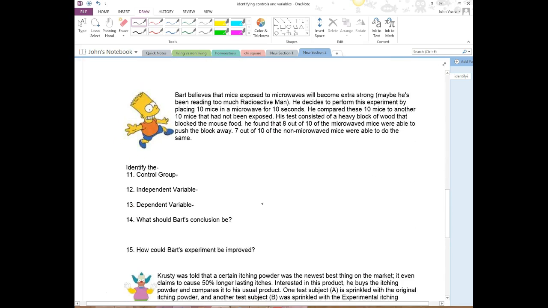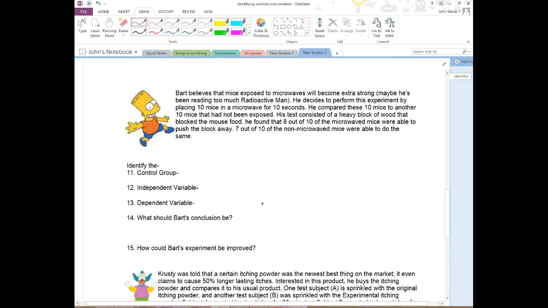You got Bart, he's trying to microwave mice, because that's what Bart does. He puts these mice in the microwave for 10 seconds. 10 mice in one and 10 mice in the other. Well, he microwaved 10 of them and didn't microwave the other. And he wanted to see if they would move this block of wood. He found that 8 of the 10 that he microwaved moved the wood, while of the ones he didn't microwave, only 7 of those mice were able to move the block.